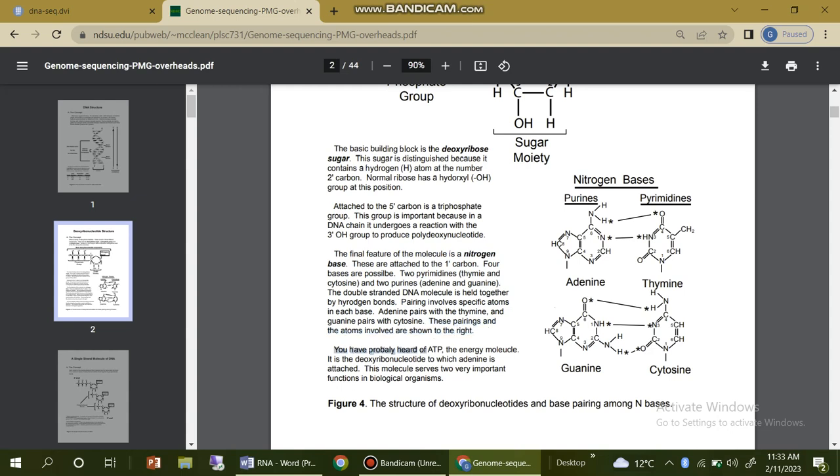You have probably heard of ATP, the energy molecule. It is to this that adenine is attached. This molecule serves two very important functions in biological organisms. The structure of deoxyribonucleotide and base pairing among bases.